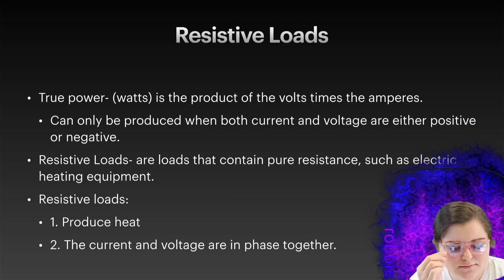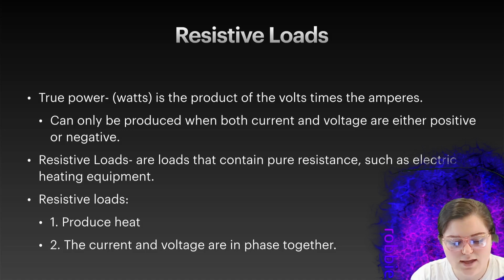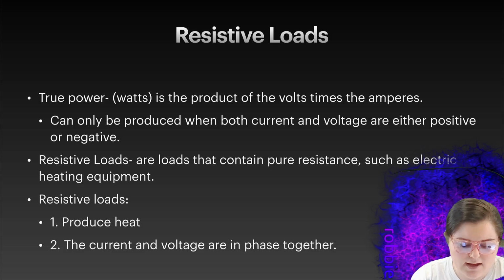Resistive loads. True power, also known as watts, is the product of the volts times the amperes, and it can only be produced when both current and voltage are either positive or negative. Resistive loads are loads that contain pure resistance, such as electric heating equipment. Resistive loads are defined by two things: they produce heat, and the current and voltage are in phase together.